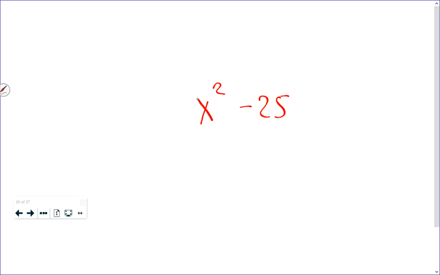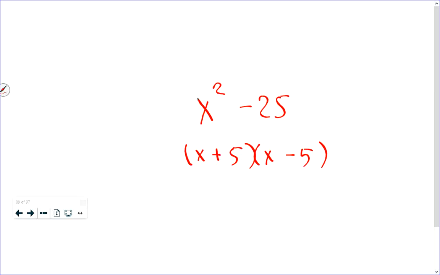I would say to you, is x squared a perfect square? And everybody would say yes. And I would ask Liam, what is x squared the perfect square of? And Liam would say x. And then I would say, is 25 a perfect square? And everybody would say yes. And I'd ask Evan, what is 25 the perfect square of? 5. And that's why this factors into (x plus 5)(x minus 5), and everybody's happy, and you don't have any problems with it. It's easy, right?